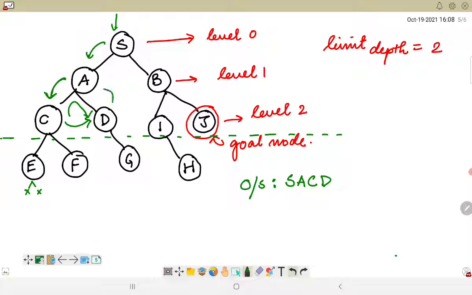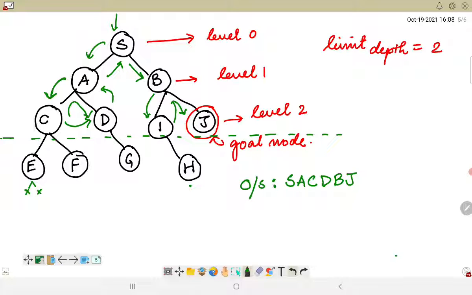So now it will be backtracking. A is already in the output sequence. It will backtrack to S, which is already in the output sequence. It will go to B and then to I, and from I it will not go to H because we have introduced a predetermined limit as level 2, so the search will stop at level 2 itself, and it will backtrack and reach J.